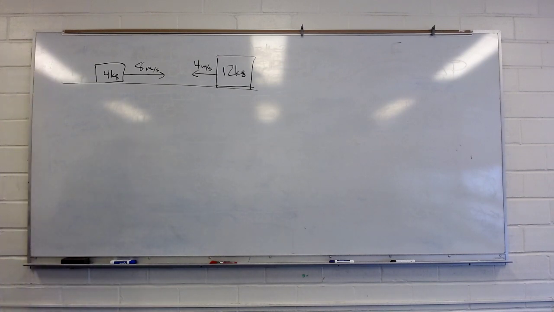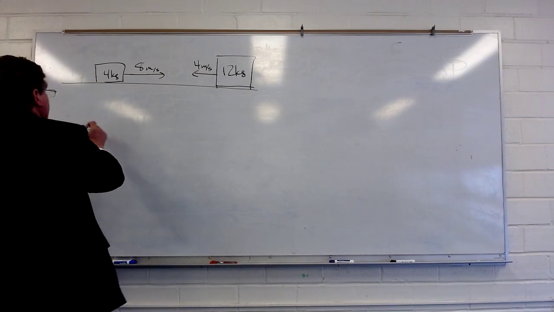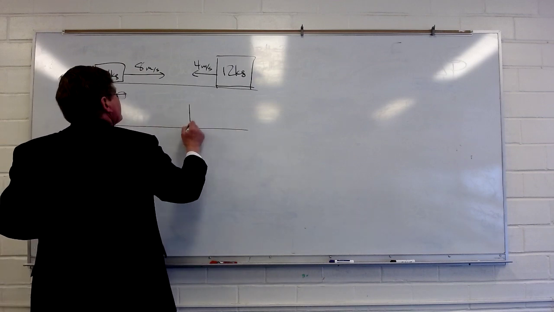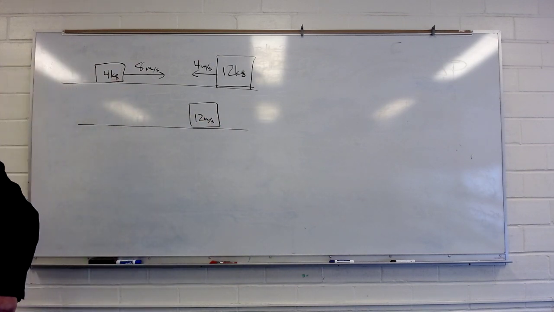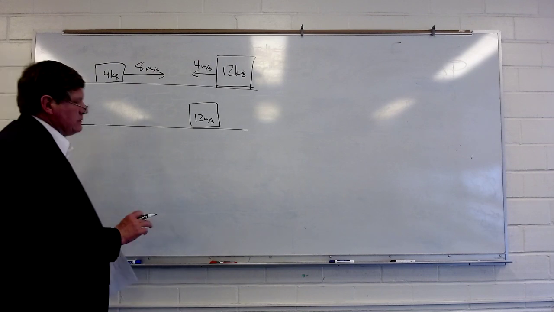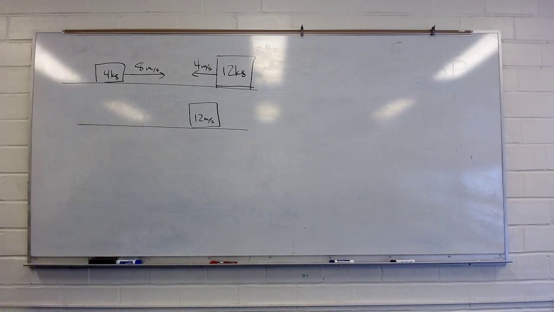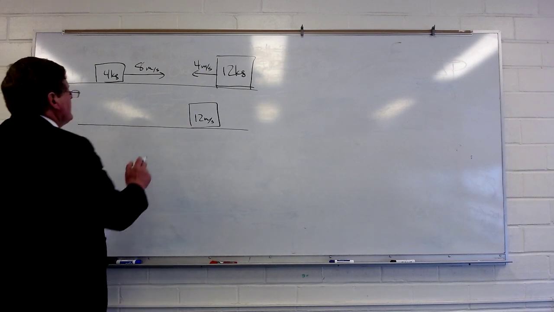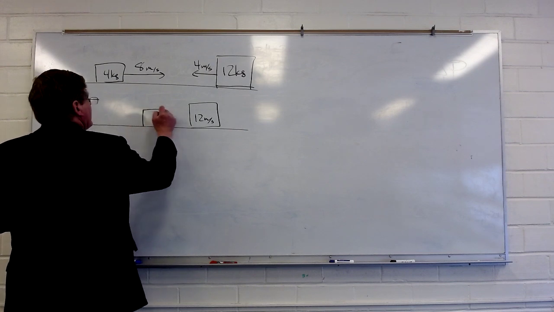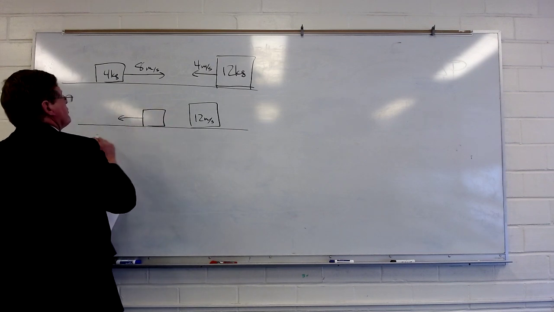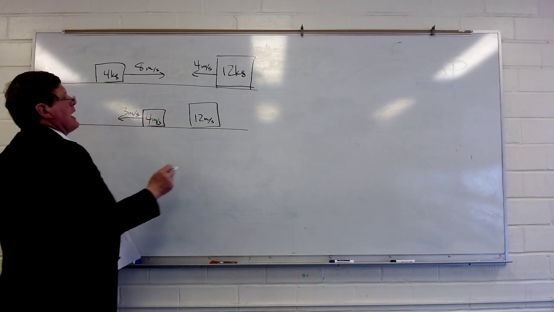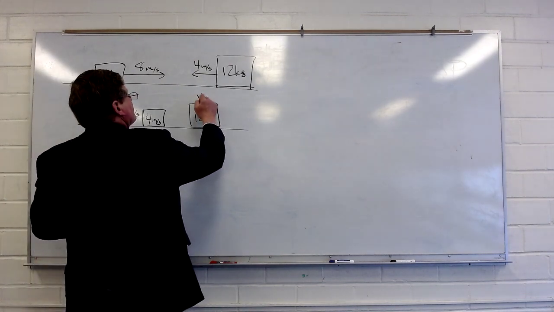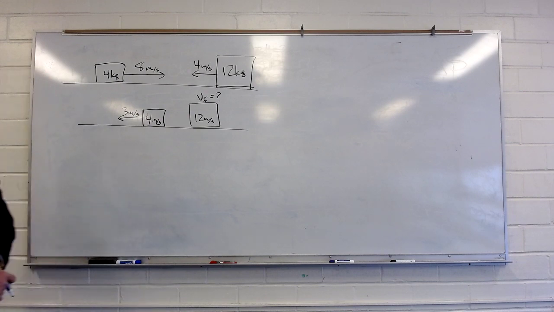Now, after the collision, we're told that this bigger block is moving 4 meters. Woohoo. No, we're not told that. I'm sorry. We're told that this small block after the collision is moving back at 3 meters per second. And what we want to know is what's the final velocity, magnitude, and direction for that large block?